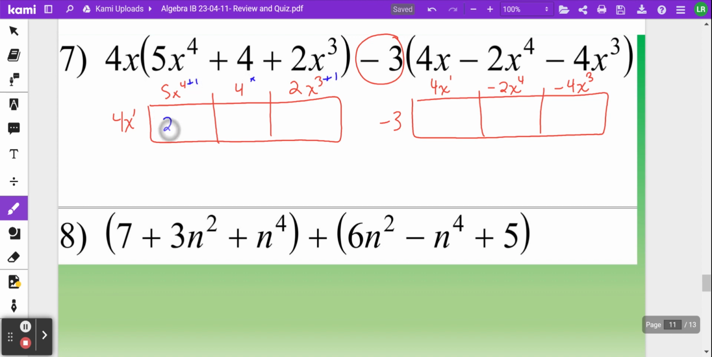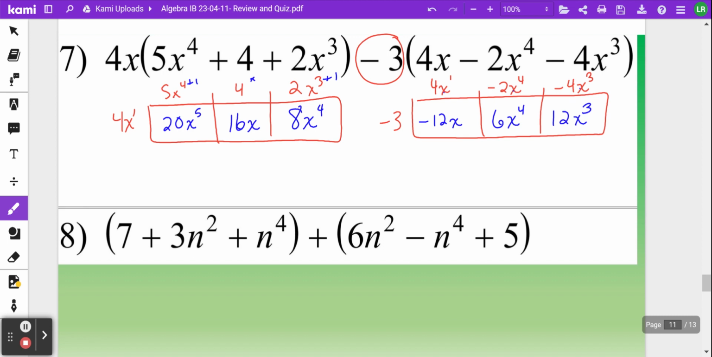So 4 times 5 is 20, x to the 5th. 4 times 4 is 16x. 4 times 2 is 8, x to the 4th now. Now this one, I'm just multiplying by a -3, so my x's should not change. So I'd have -12x, +6x to the fourth, and +12x to the third.